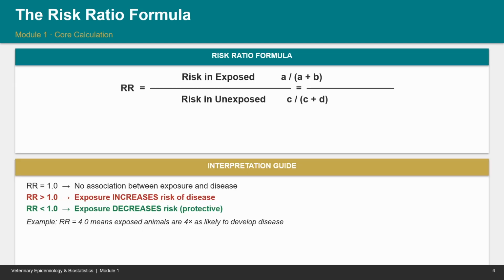Formula. We divide the risk in the exposed group by the risk in the unexposed group. The result, the risk ratio, tells us the magnitude of association. An RR of 1 means no difference. An RR of 3 means exposed animals are 3 times as likely to develop disease. An RR of 0.4 means the exposure is actually protective. Maybe it's a vaccine or a preventative treatment.